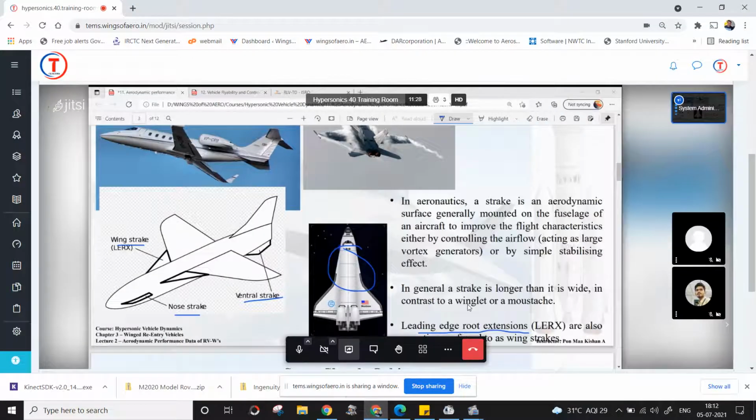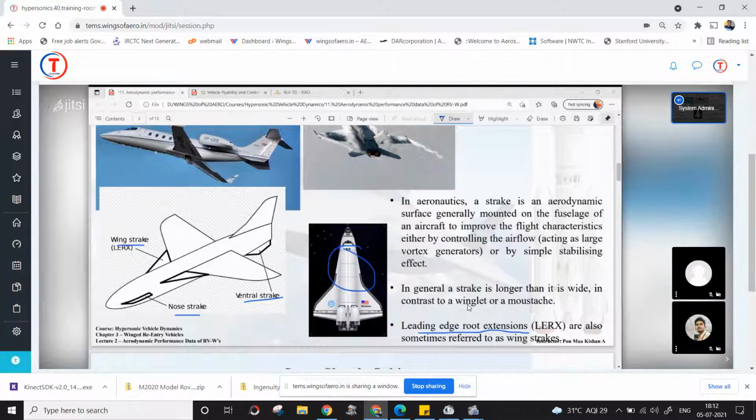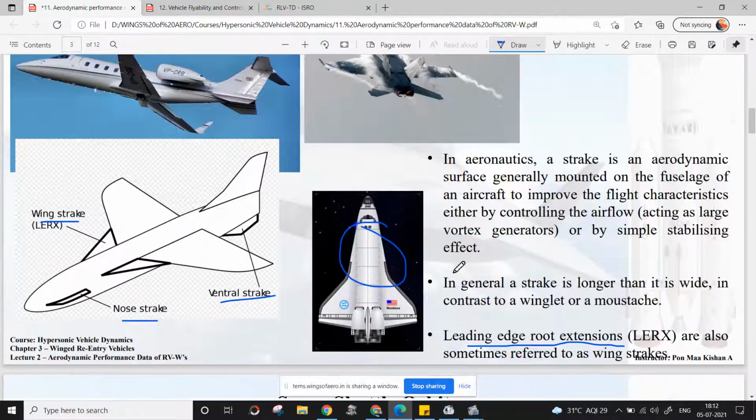So I hope you have submitted your assignment on re-entry vehicle with winged configuration. What about Ismail? Have you submitted that? Yes, sir, submitted. Okay, dear, fine. Jagdi? I submitted it. Okay, fine, fine.